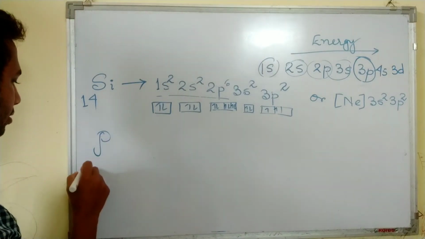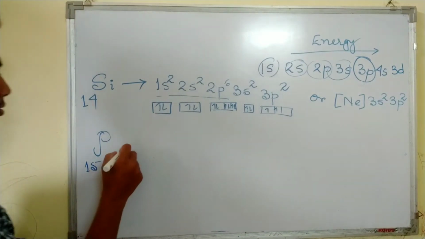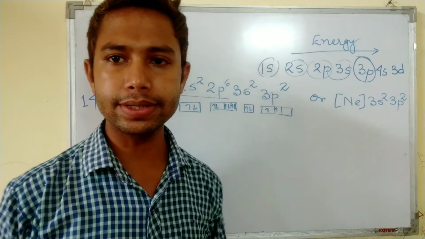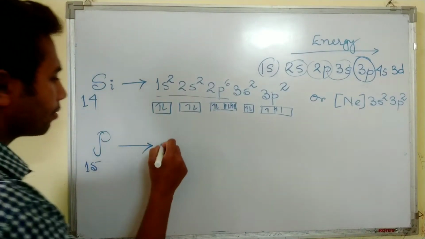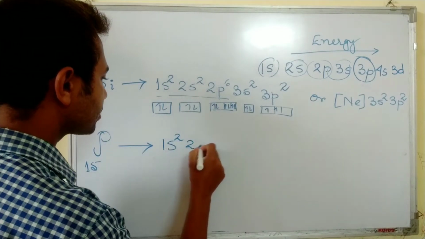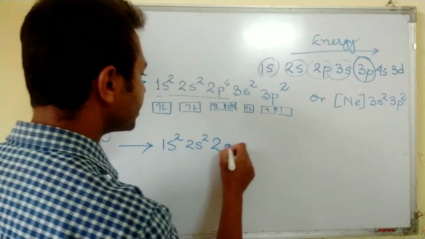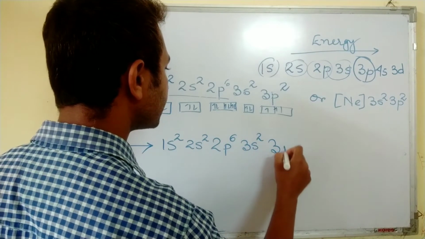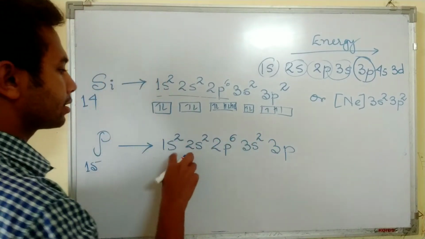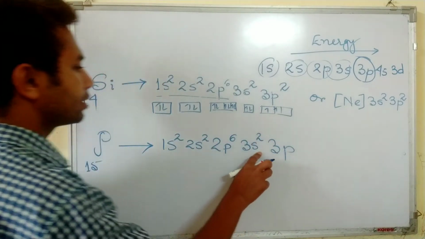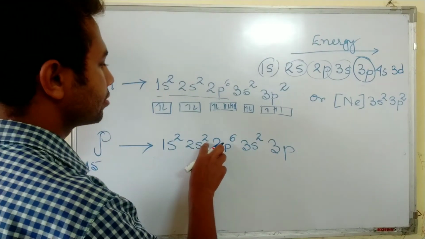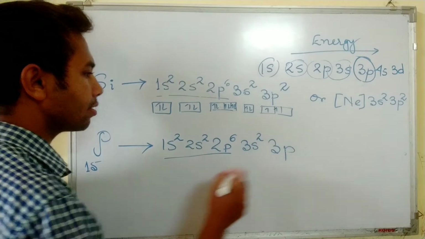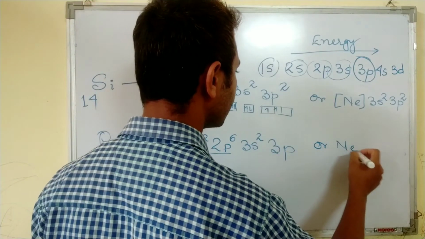Now phosphorus. Phosphorus has 15 electrons, which means its atomic number is 15. So 1s2, 2s2, 2p6, 3s2, then 3p. Here how many electrons? 10 electrons. We have 6 plus 2, 8 plus 2, 10. Here 10 electrons is that of neon.